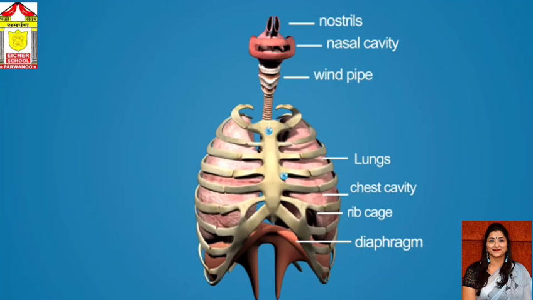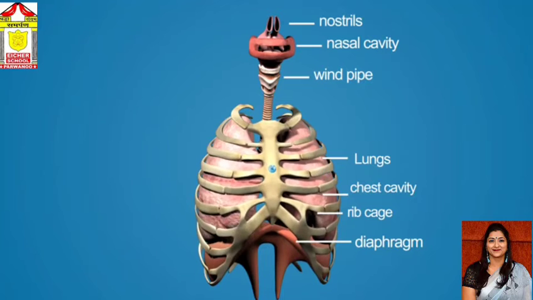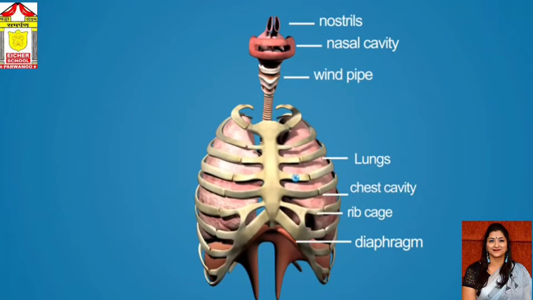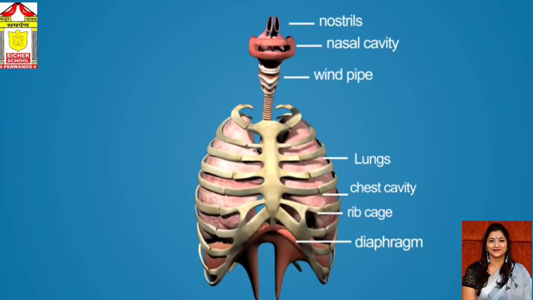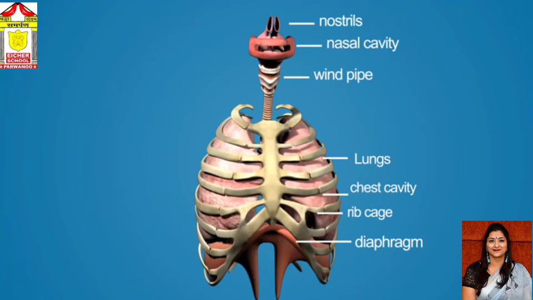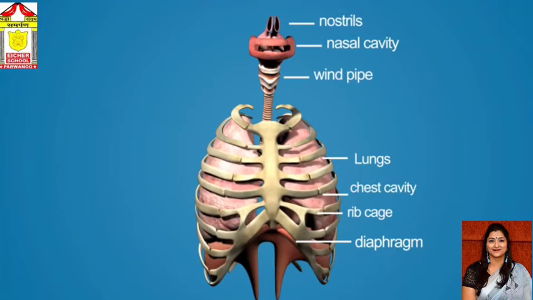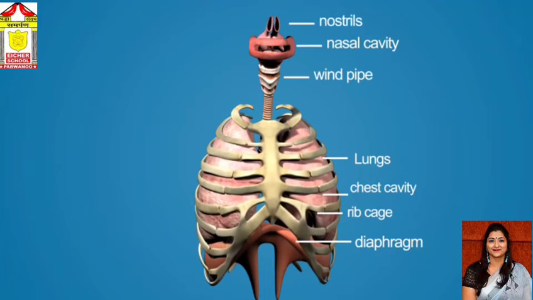A large muscular sheet called the diaphragm forms the floor of the chest cavity. Breathing involves the movement of the diaphragm and the rib cage. So what happens during inhalation? Ribs move up and outward and the diaphragm moves downward. This movement increases the space in our chest cavity and air rushes into the lungs.